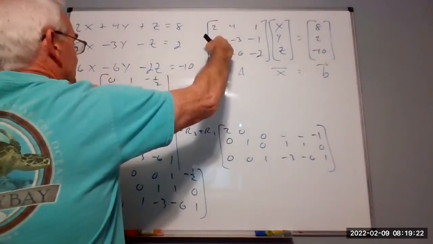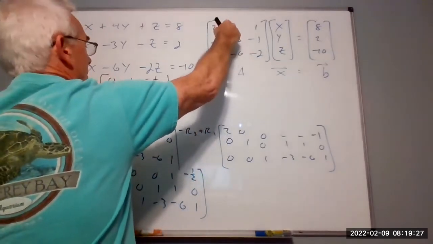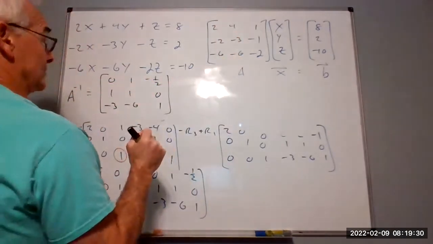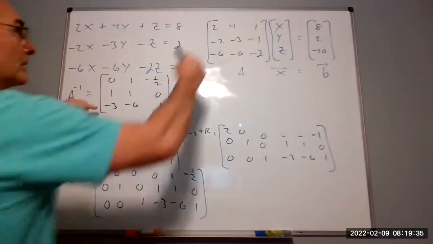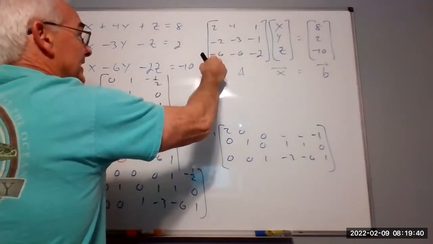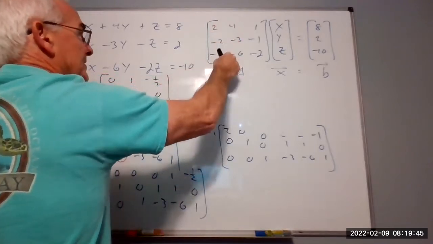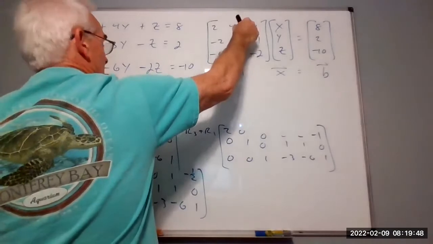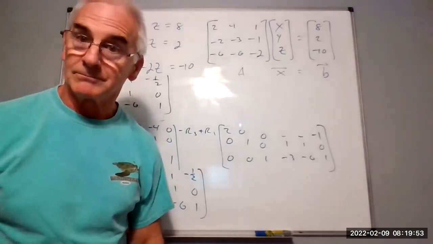2 minus 2 plus 0, that's a 0. Now I need a 1 in the middle. 4 minus 3 plus 0, that's a 1. That's a good thing. 1 minus 1 plus 0, that's a 0. That's a good thing. Now I'm on to the last row. Negative 6 plus 12 minus 6, that's 0. Negative 12 plus 18 minus 6, that's 0. Negative 3 plus 6 minus 2, that's a 1. It worked.